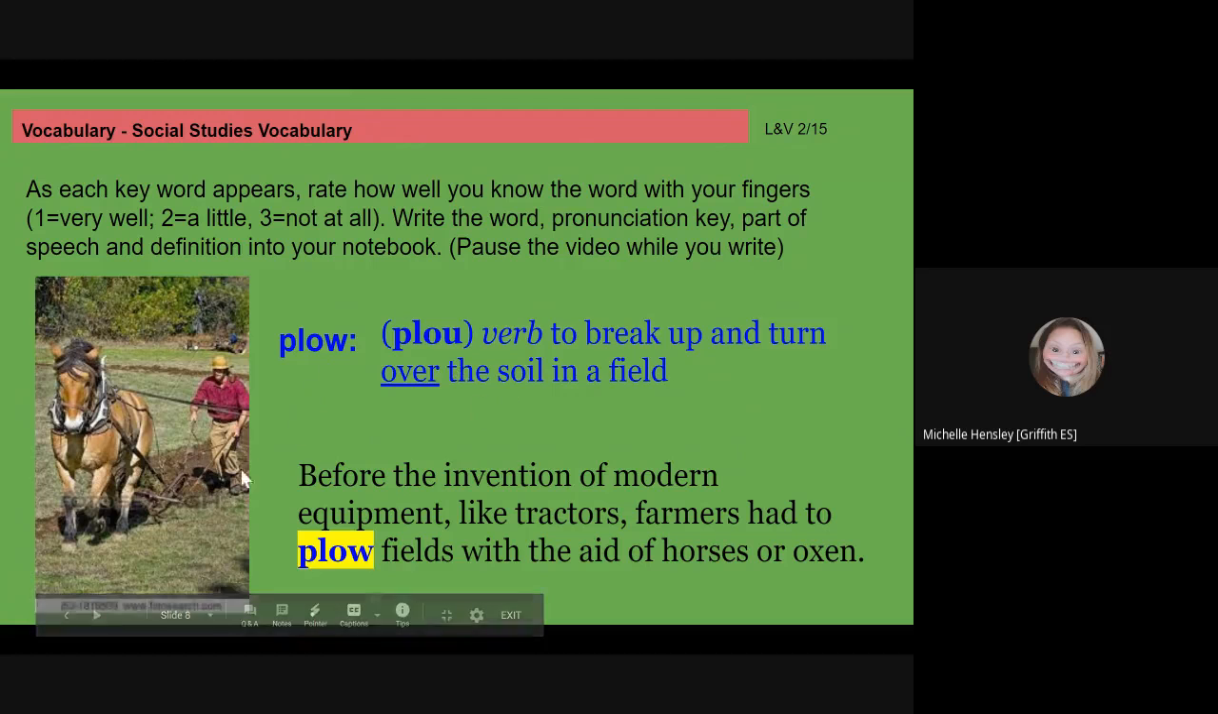So plow is the action, breaking up the dirt in the field, but it's also the thing he's using. See this piece of equipment that you can barely see that he's holding on to behind the horse? The horse is pulling that piece of equipment, which is also called a plow. So it is not only the thing that's used to break up the ground, but it's also the action of breaking up the ground. This week, we're using the verb plow to break up and turn over the field. So it's the action of the farmer breaking up and turning over the field. He's plowing the field.